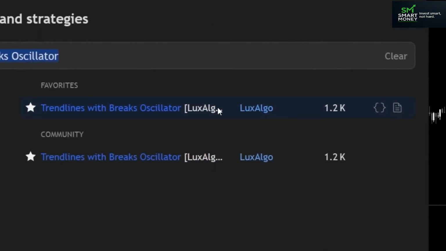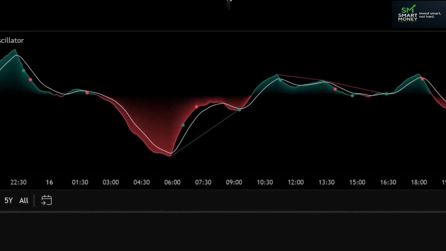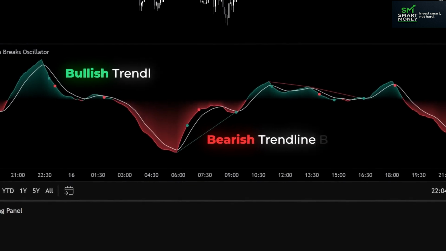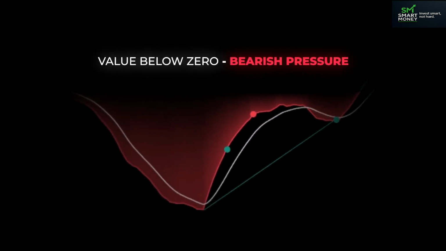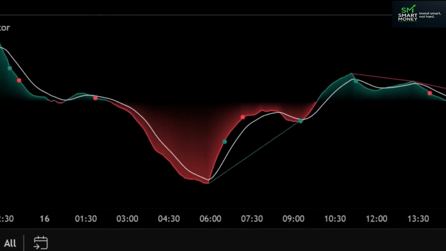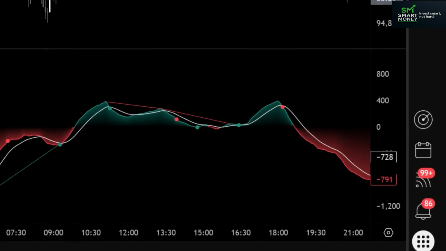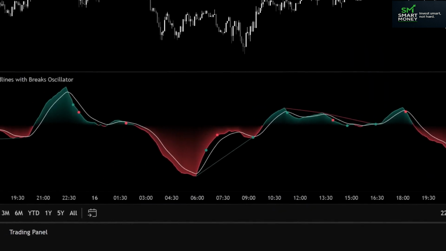Once the indicator is added, a smooth, wave-like oscillator appears beneath price. The colored area flips between green and red, depending on whether bullish or bearish trendline breaks are in control. Values above zero show bullish momentum, values below zero show bearish pressure, and the slope tells you whether that momentum is accelerating or fading. Green and red dots mark where new bullish or bearish breaks were confirmed, so you can see which parts of each swing are driven by fresh breakouts.